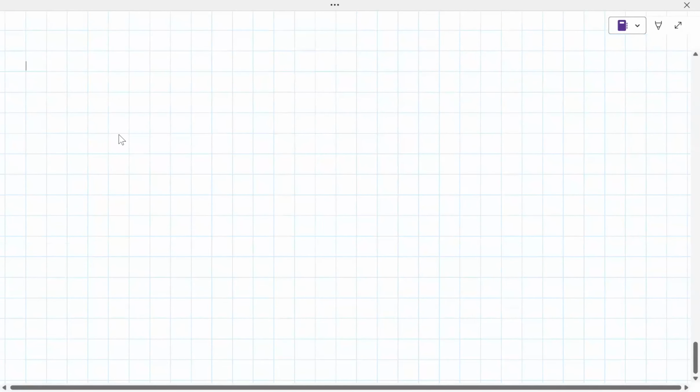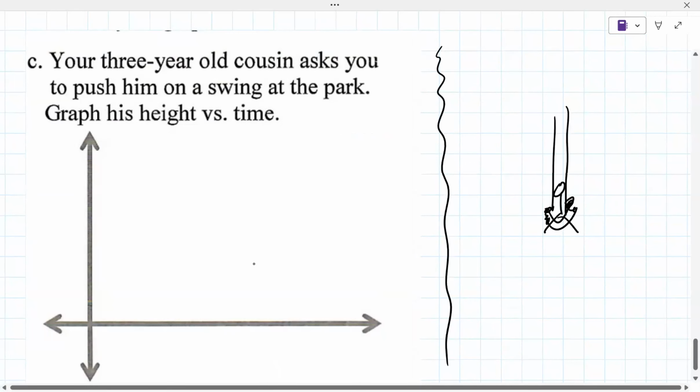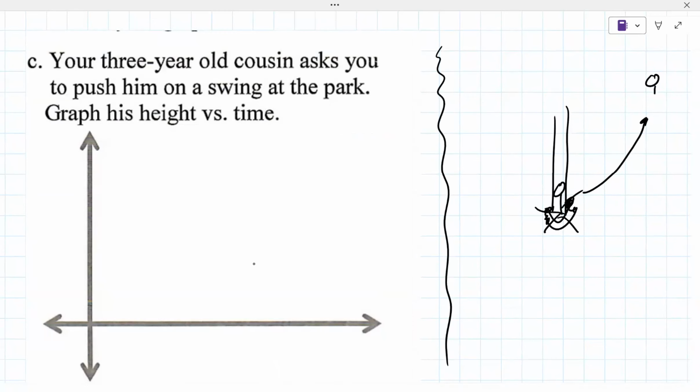Swing at the park. Okay. So here's the swing, there's the seat that you're in. The chains come down, and then maybe you start here, and you push him and he goes up. Then what happens to him? Gravity pulls him back down. Does he stop here though? No, he goes forward. He goes the other direction. Then he goes back.